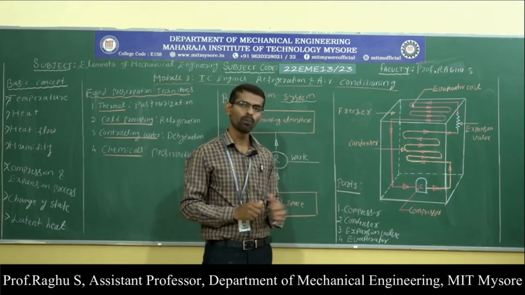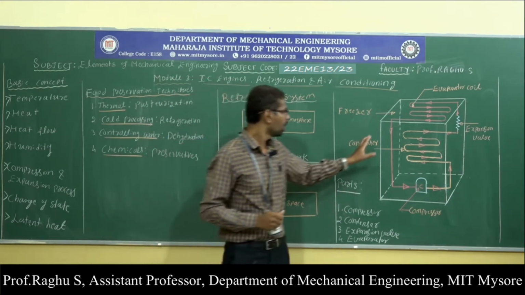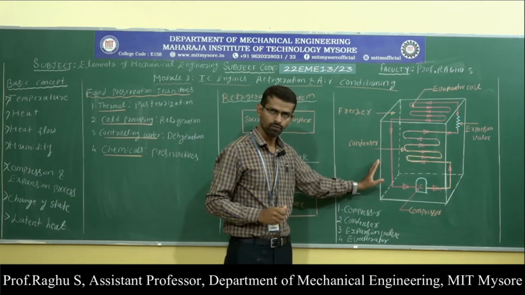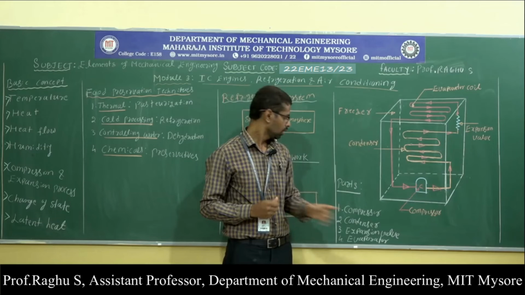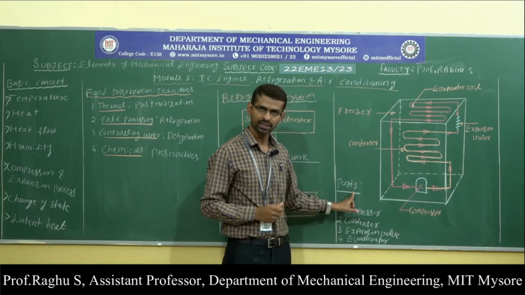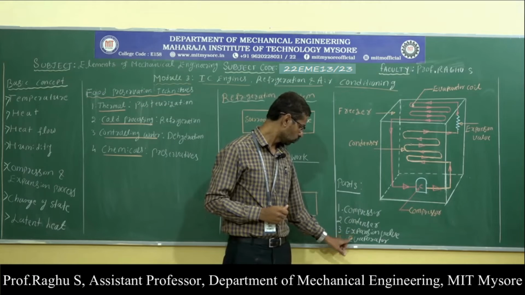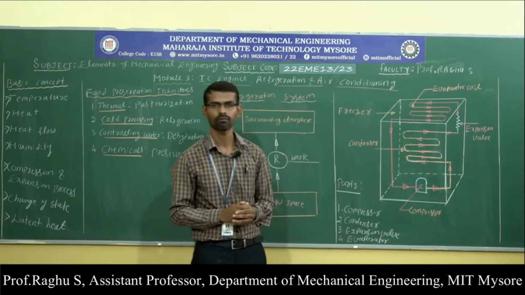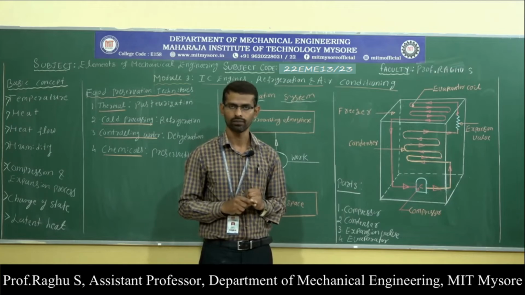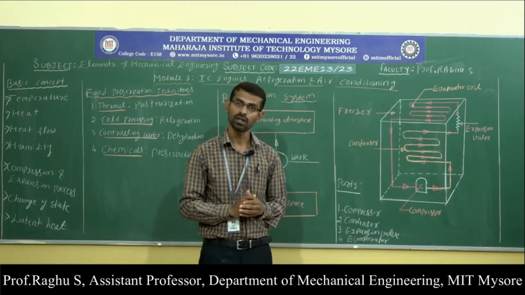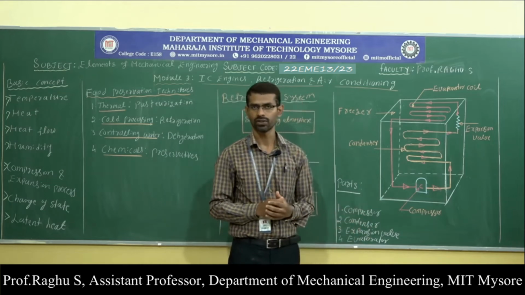Next, let us discuss the parts of refrigerator. Here I have drawn the diagram which looks like a domestic refrigerator. The parts of refrigerators are compressor, condenser, expansion valve and evaporator. If you observe the domestic refrigerator at your home, you can find the four components.